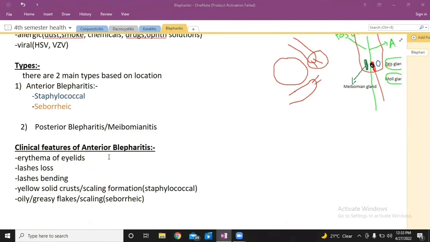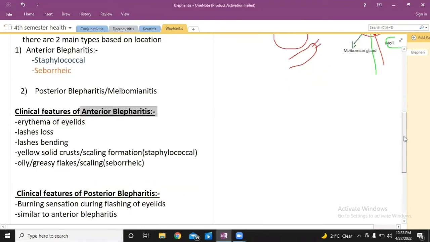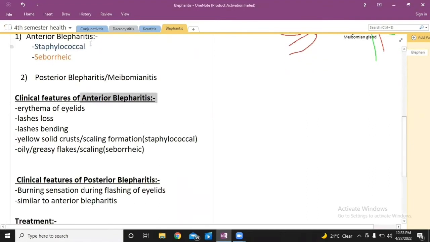Okay, so now coming towards the clinical features of blepharitis. First, we will discuss the clinical features of anterior blepharitis. Okay, so anterior blepharitis has two causes, as we discussed earlier. The one cause is staphylococcus, and the other cause is seborrheic blepharitis. There will be differences between the two types of anterior blepharitis, but generally the signs and symptoms are very much identical, with very few things to differentiate between.